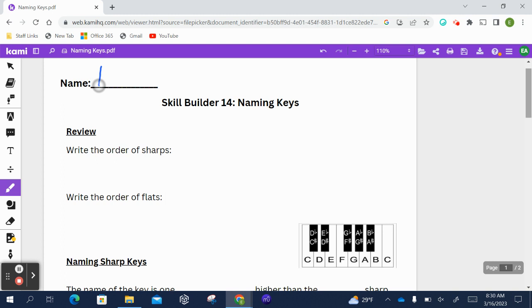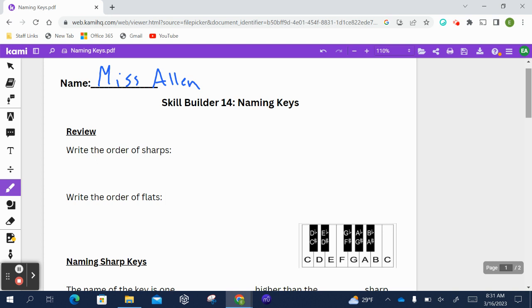Make sure your name is on the top of your paper. And we're going to start with a review because, again, this stuff that we learned last week is going to connect with what we're doing today. So the first question is to write the order of sharps. If you think back to your worksheet from last week, I put a little picture there to help jog your memory. It's a cat with a fork and knife.